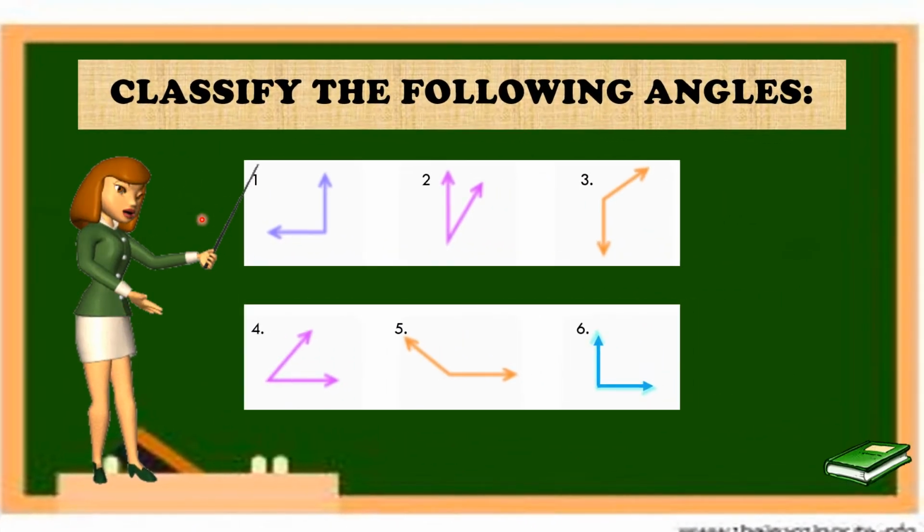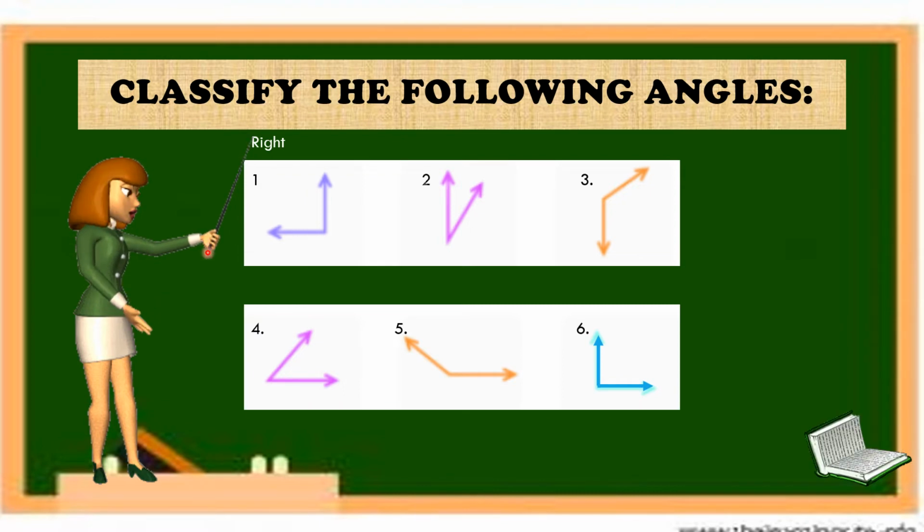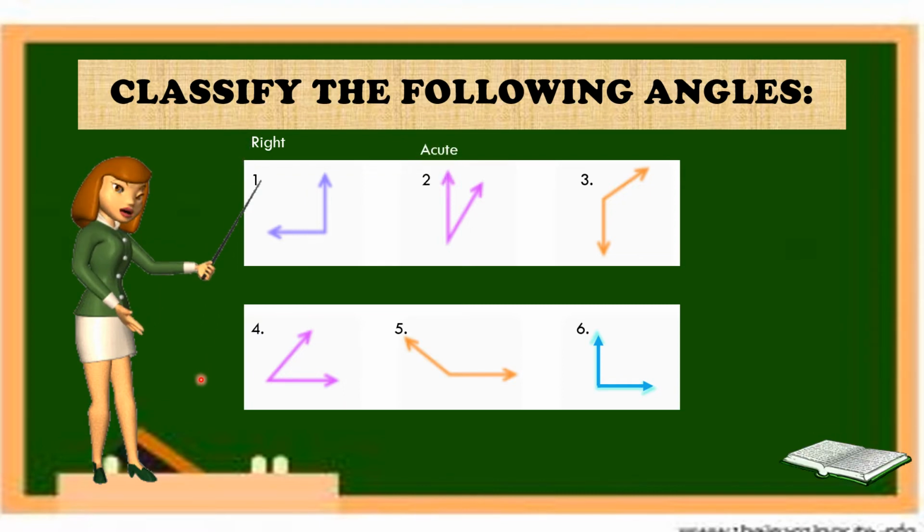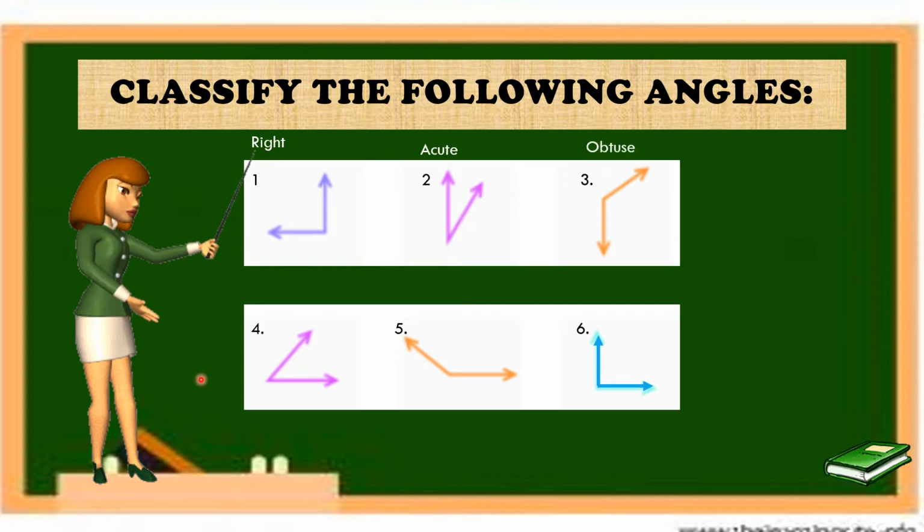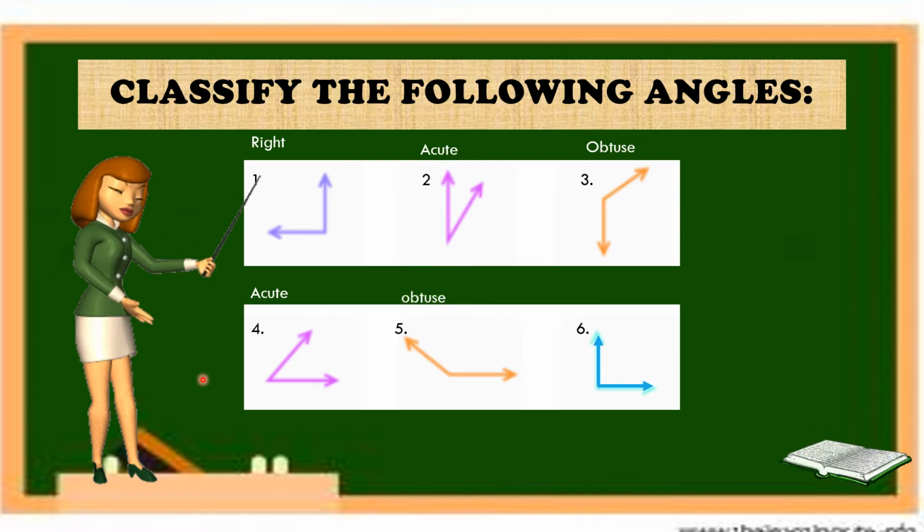We will answer now the problem. Number 1, that is a right angle. Number 2, an acute angle. Number 3, an obtuse angle. Number 4, an acute angle. Number 5, an obtuse angle. And the last number, a right angle.